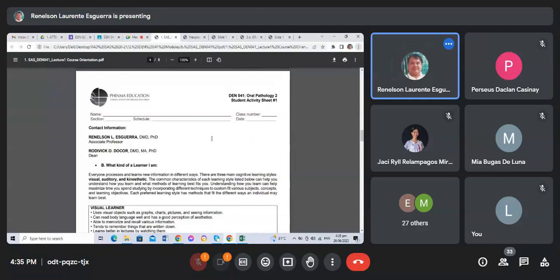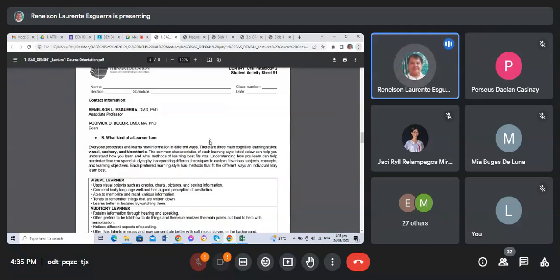So the same with oral pathology 1, you have what kind of a learner you are, and of course the Pomodoro technique that I always would emphasize to you, because it's very effective for me, but I don't know if it would be very effective for you. But just try to use it. It might be very effective for you as well.